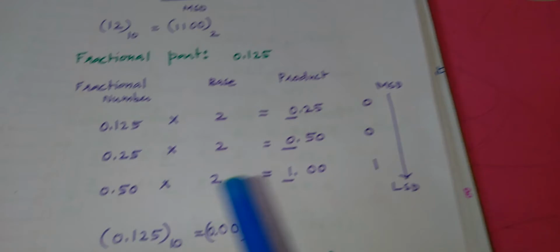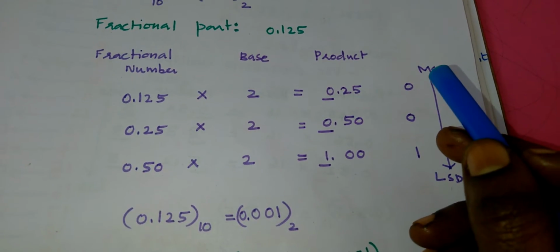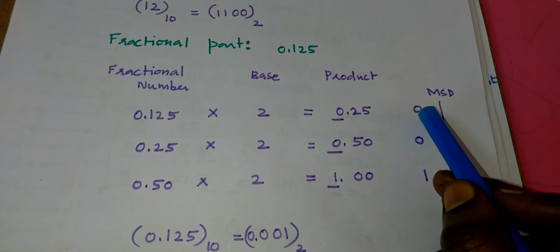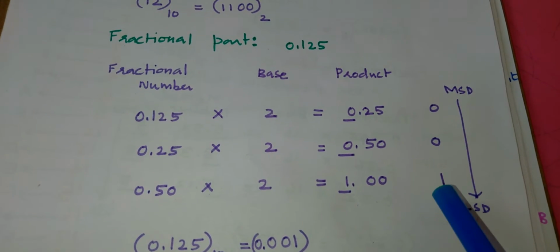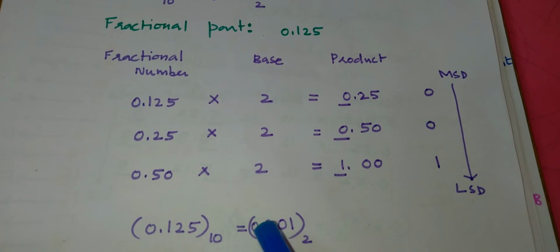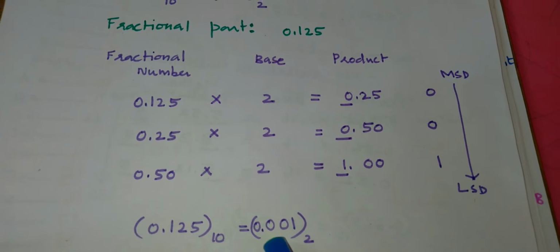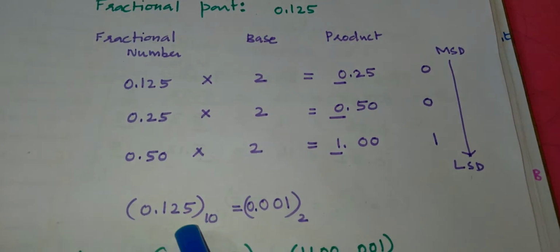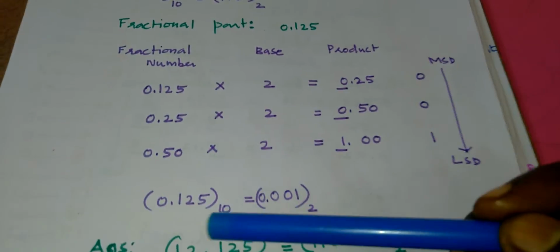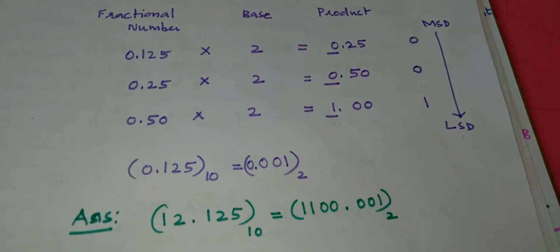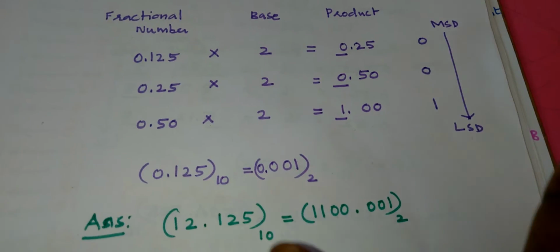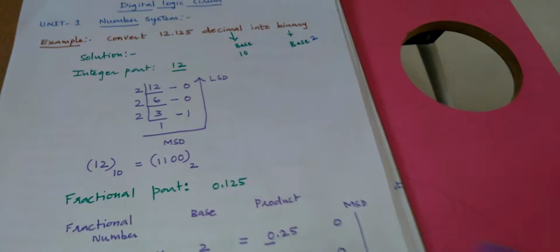3 digits are enough now. While writing the answer, follow the direction from top to bottom. This is the most significant digit for the fractional part and this is the least significant digit. So write 0, 0 and 1, and this is the binary number for this fractional decimal number. Combine the integer part answer and the fractional part answer, and you will have the overall answer for this given decimal number. So this is the answer for this conversion question.